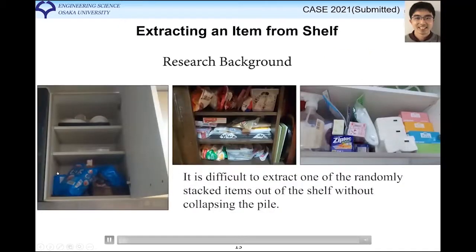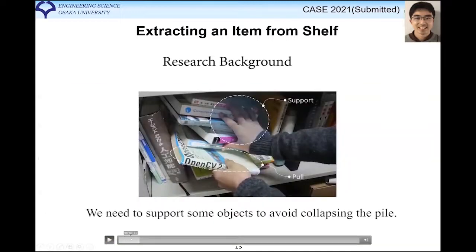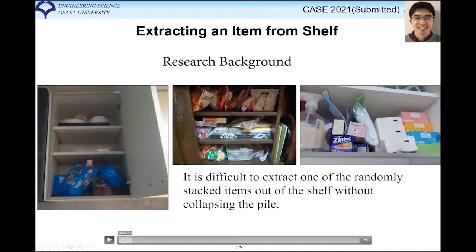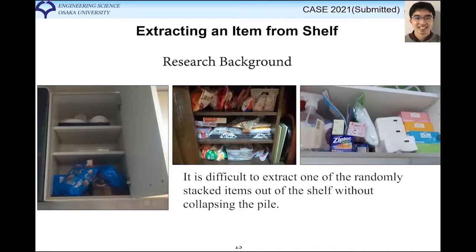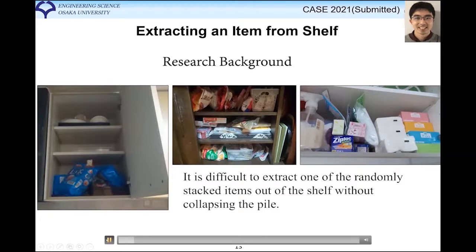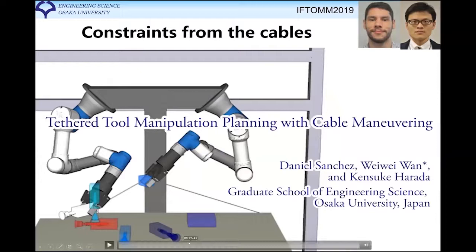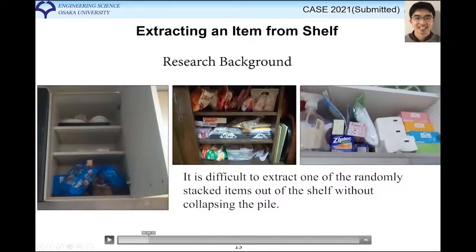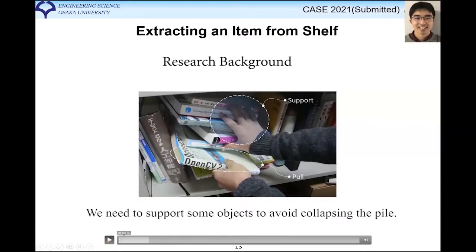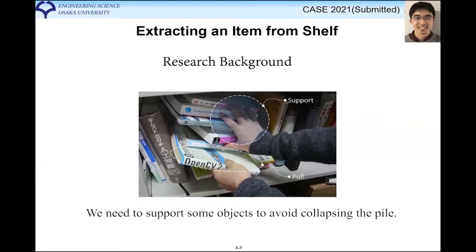And next, I would like to explain about the extraction of an item from a shelf, especially in logistics. There are a lot of items randomly stored in a shelf, and the human worker has to extract one item from the shelf. But this is a very highly skillful task and very, very difficult for a robot to perform. In this case, humans usually extract one of the items while supporting the other items by using the other hand.